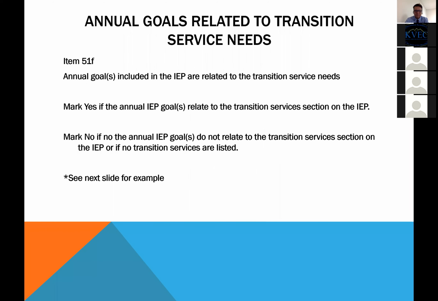Okay, so there's a multi-year course of study. All right, so now we go to the annual goal related to the transition service needs. So you're looking at your annual goals in 51F, and included in the IEP are related to the transition service needs. We're going to mark yes if the annual goal or goals relate to the transition services section on the IEP, and we're going to mark no if we don't have a relation to the transition services section on the IEP, or if no transition services are listed. So we have to remember that. And when I say that, I'm going to go down to the next slide because it's going to give us some examples of those services.